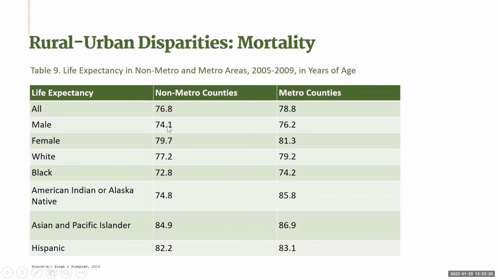We also see disparities related to life expectancy. So similar to the ones that we saw here in Florida, and this is for the US, you can see that there are significant differences between non-metro and metro counties overall, between male and females, and also between racial ethnic groups.